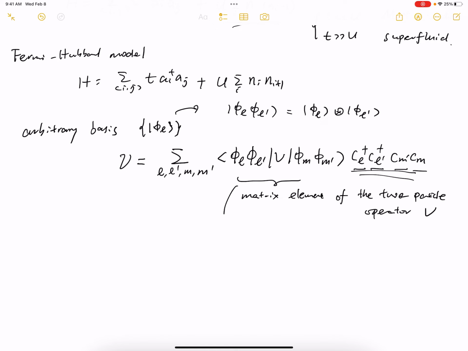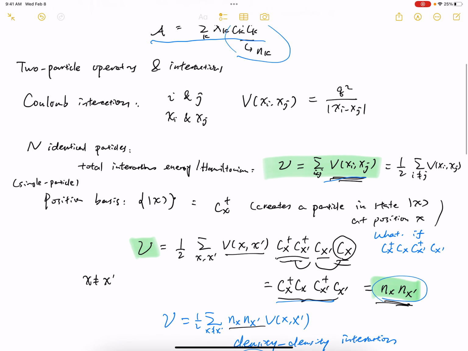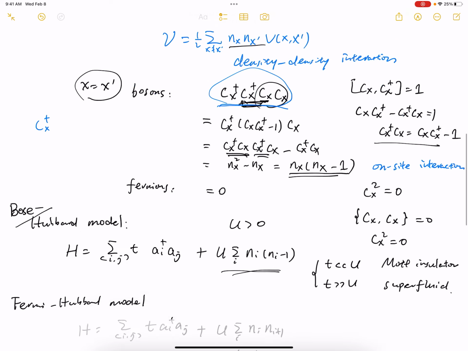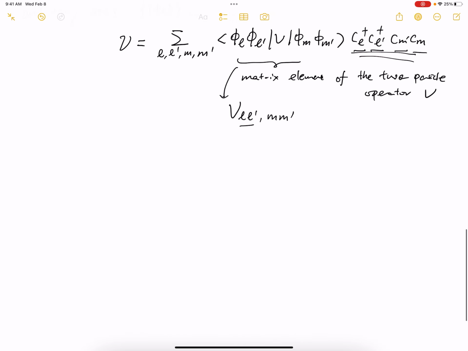The other way to write this is just going to be a matrix given by L prime and M prime. It's very similar to how we represent a single particle operator as just this A L L prime. And now you have a two-particle Hilbert space, so the row and column index are actually given by basically two quantum numbers.